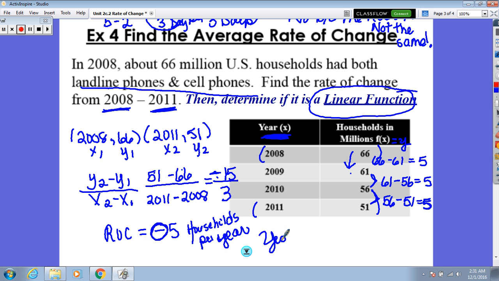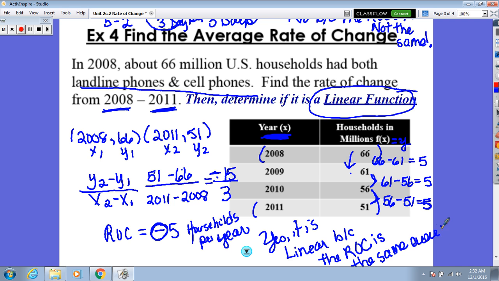Yes, it is linear because the rate of change is the same every year. And that rate of change was a decrease in 5 million households per year. Okay? That concludes rate of change, which I know most of this was a review.